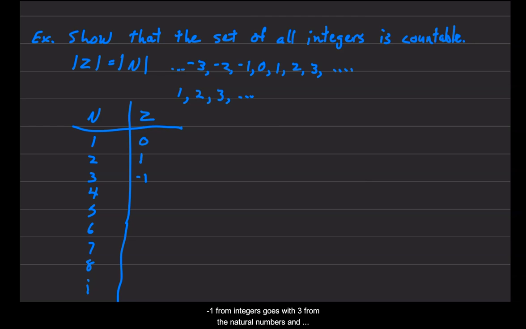-1 from integers goes with 3 from the natural numbers, and then we'll start on 2. 2 from the integers goes with 4 of the natural numbers. -2 goes with 5 from the natural numbers, and we'll keep on going and fill this table out. So we go 3 and -3 and 4 and -4 and so on as we go on down through. And if I'm going to make this even, then I should associate that -4 with 9 from the natural numbers.